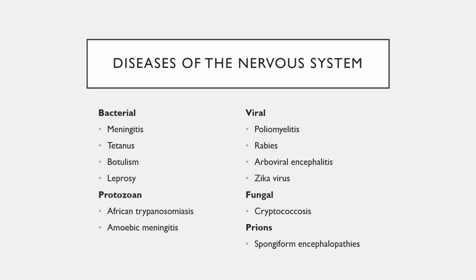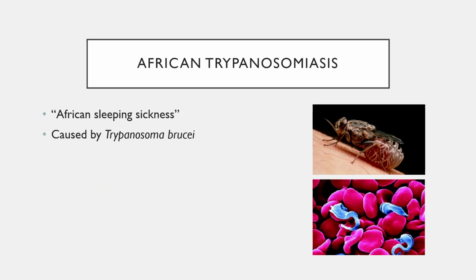Next, we have 2 protozoan infections to cover. The first of these is African sleeping sickness, or African trypanosomiasis. This is caused by the protozoan, which you can see in this lower image here, called Trypanosoma brucei. It is transmitted through the bites of tsetse flies, the fly that you can see in the upper image, and it is a parasite that enters through the blood.